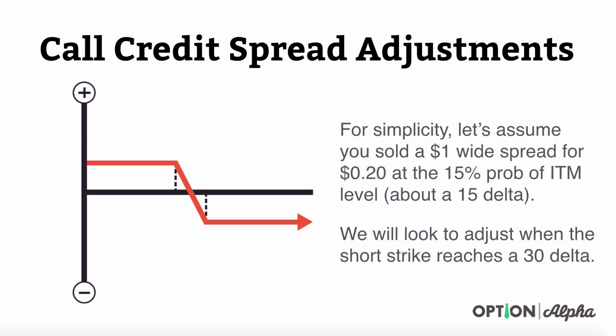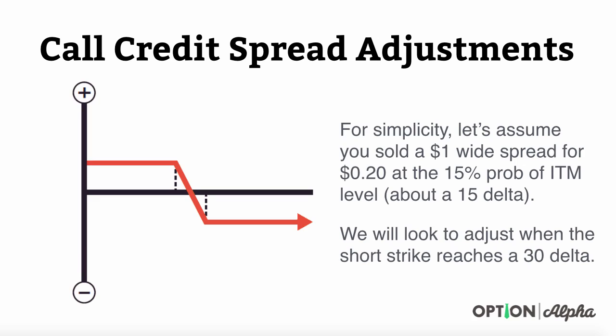Well, for simplicity, let's assume that you sold a $1 wide spread for about 20 cents, which gives you about a $20 credit at a 15% probability of being in the money level. So about a 15 delta, if your broker platform doesn't calculate those probabilities. What this basically means is that your initial trade had about an 85% chance of success and about a 15% chance of losing. So it's a really high probability trade, but now the stock is starting to move against you.